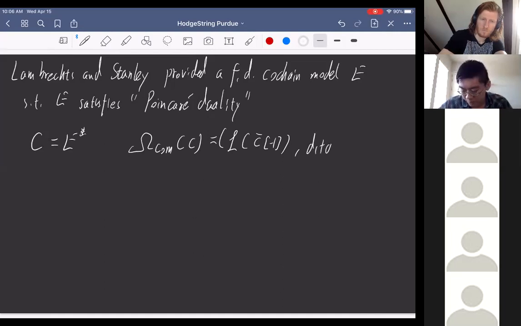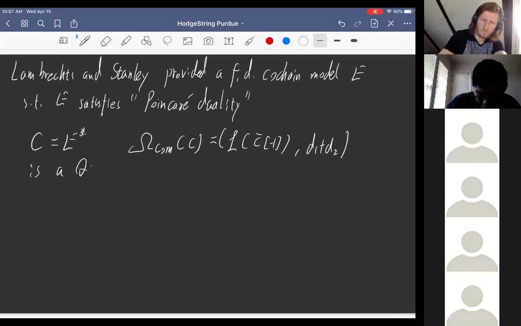And it has a differential. There are two differentials. The first differential is just induced by the differential on C. As I mentioned, C is a DG coalgebra. And the second differential is induced by the co-multiplication structure on C. Because C is co-commutative, you get a differential on the free algebra. And their result implies that this is actually an equivalent model for X.